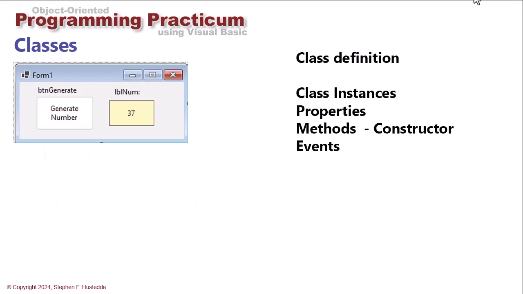We've been using classes all along, with instances of classes and their properties, methods, and events. When we create a button such as this btn_generate, we're creating an instance of the button class. Same with our label, lbl_num, we're creating an instance of the label class. And those exist inside our form, which is also a class.